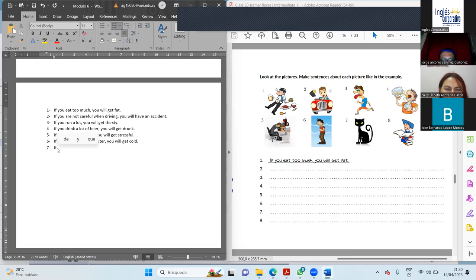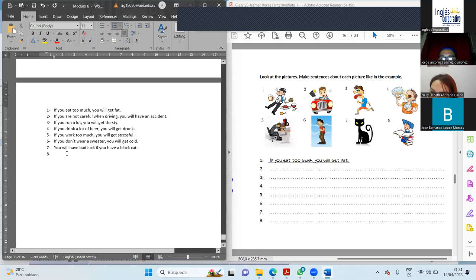Okay, if the cat... you will have bad luck if you have a black cat. Okay. You will have bad luck. But if you have a black cat... I have two black cats. I love black cats. My sister has a black cat and my nephew too. Okay. Number eight. If you study.